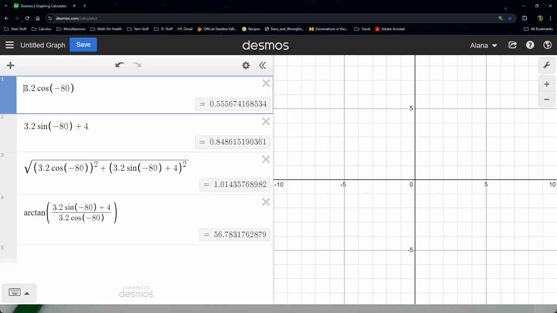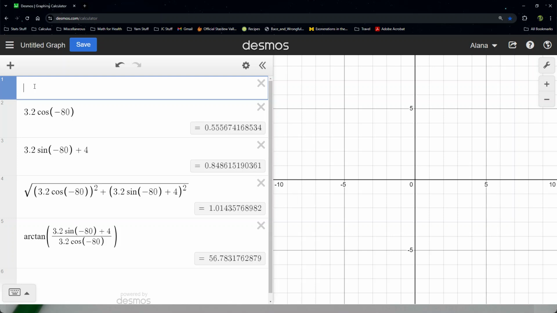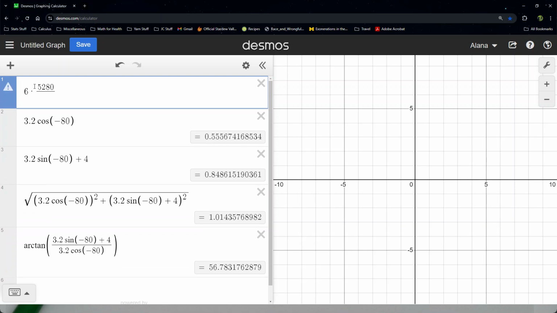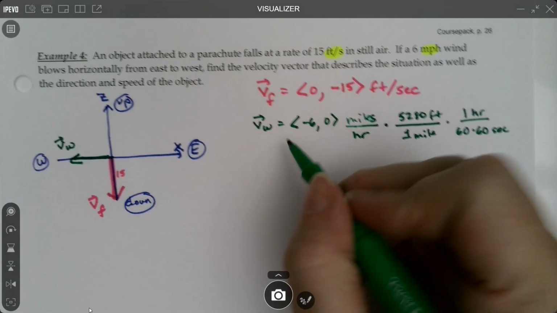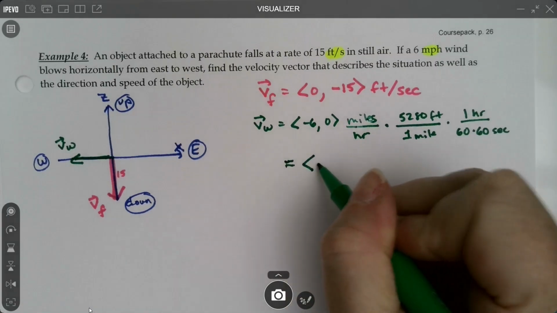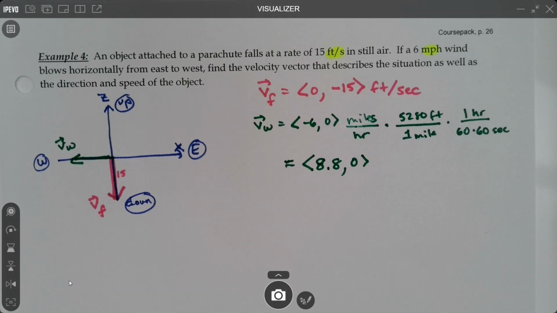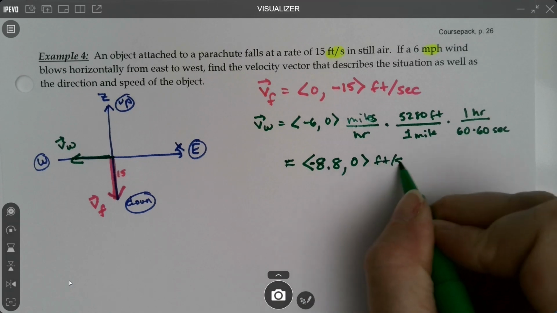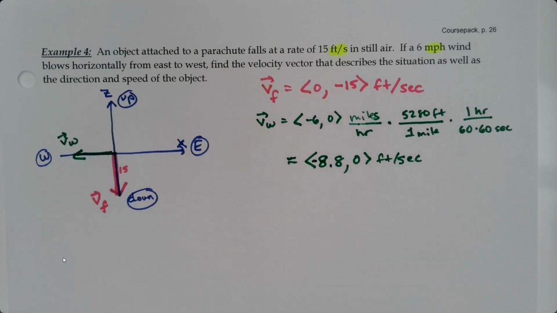All right, so I'm going to insert an expression right here. And I want to take 6 times 5,280 and divide it by 3,600. And we get 8.8. So this is 8.8, 0. And it'd be negative, of course, sorry. I got room for my negative. And that would be feet per second. Again, we could have gone the other way and reversed this one. It doesn't really make any difference. We just have to keep them the same.